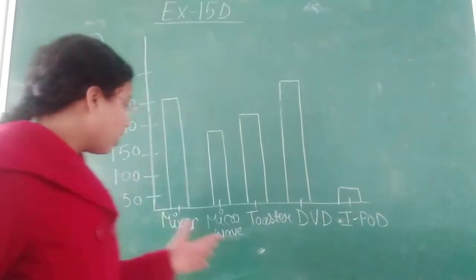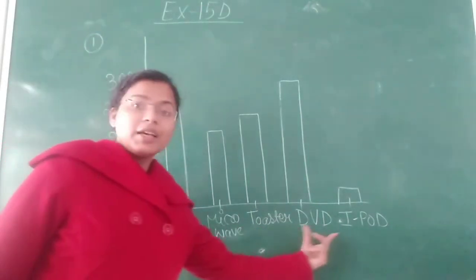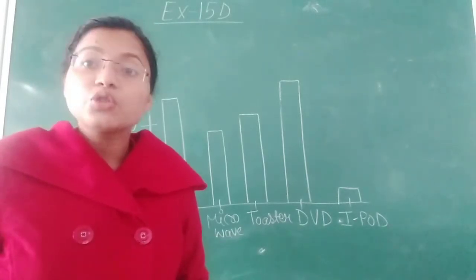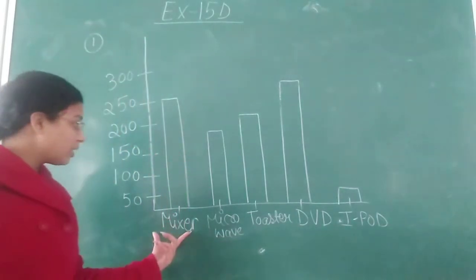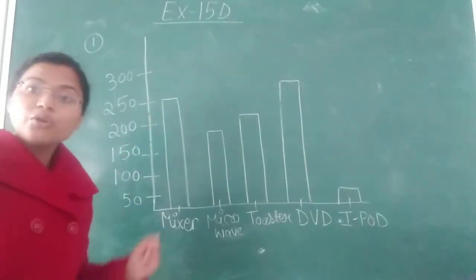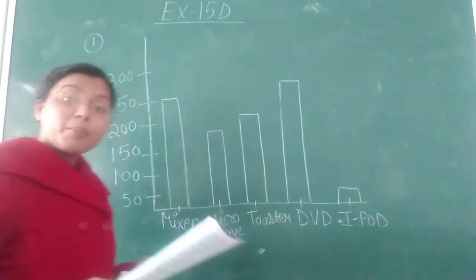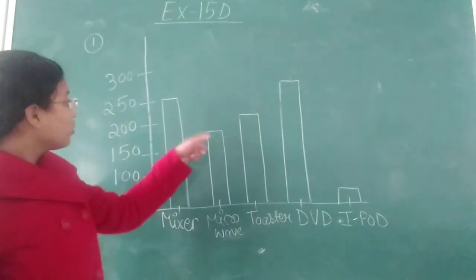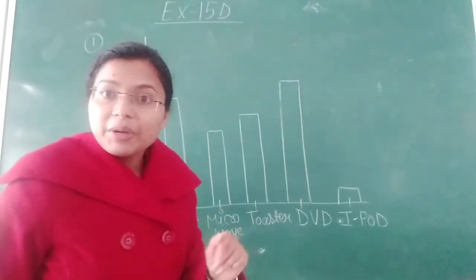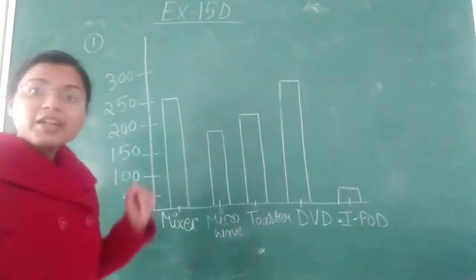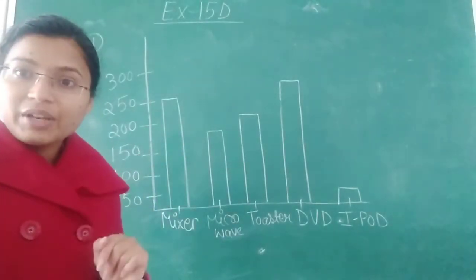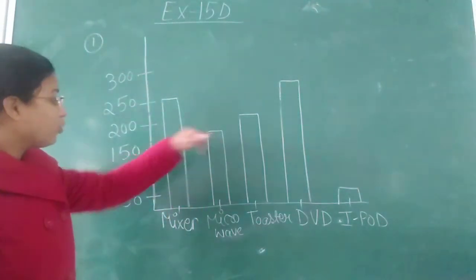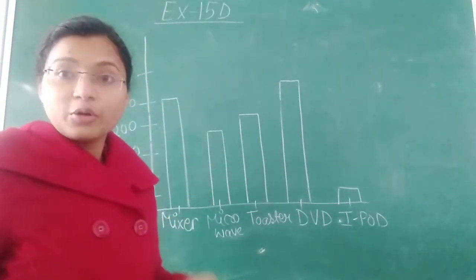First of all, these are the names given in our question. For the mixer, the value is 250. For microwave, the value is 180, which means it lies between 150 and 200. So up to here, this is the value for the microwave.